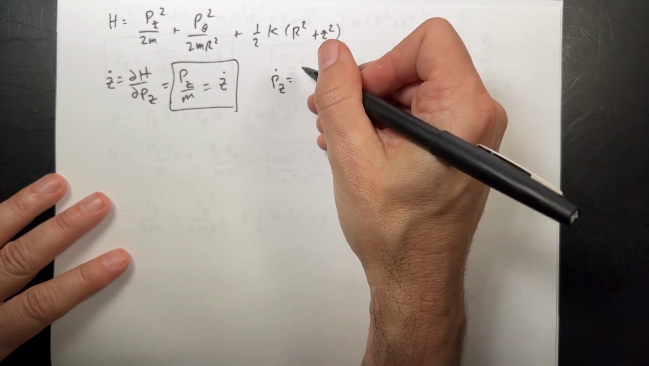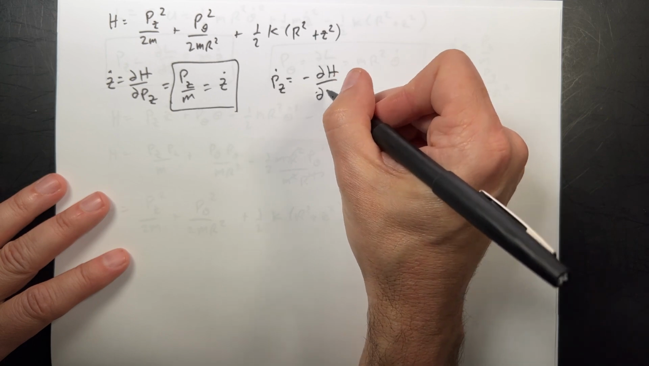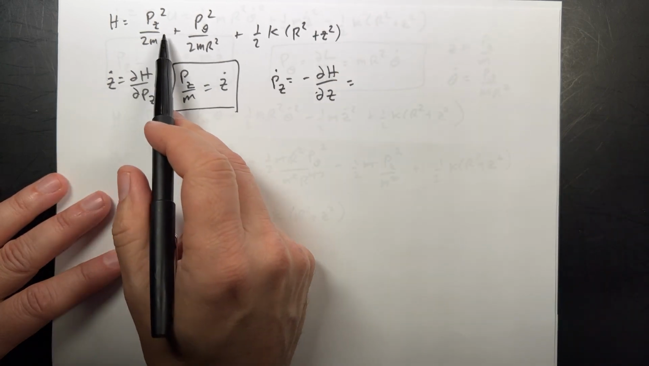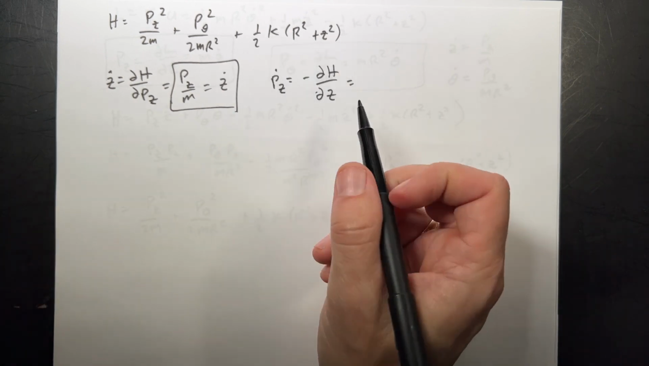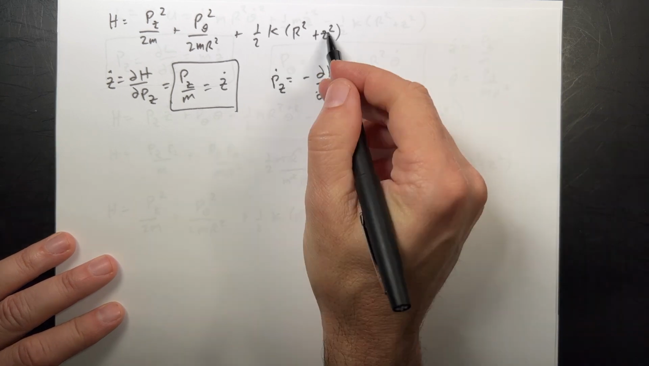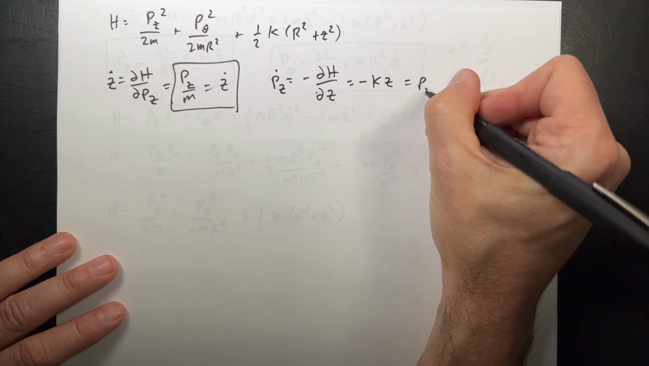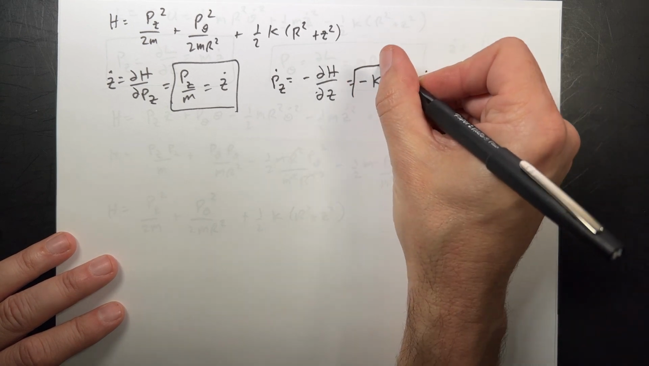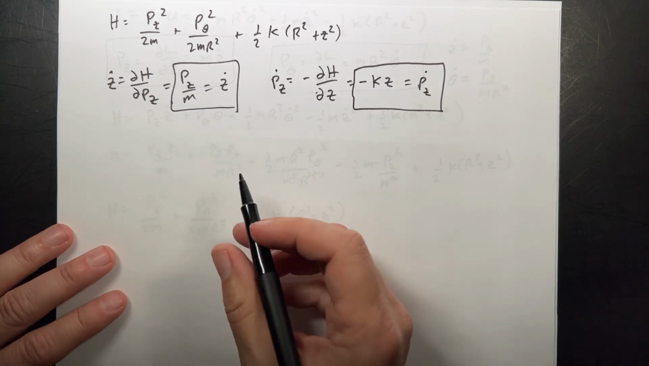pz dot is equal to negative the partial of h with respect to z. And so there's only one term with z in it. It's right there. I have 1/2 k z squared. So I'm going to get negative k z. So the 2 comes down. There's a negative sign. And that's equal to pz dot. Okay, so now I have two equations for z. Now let's do them for theta.